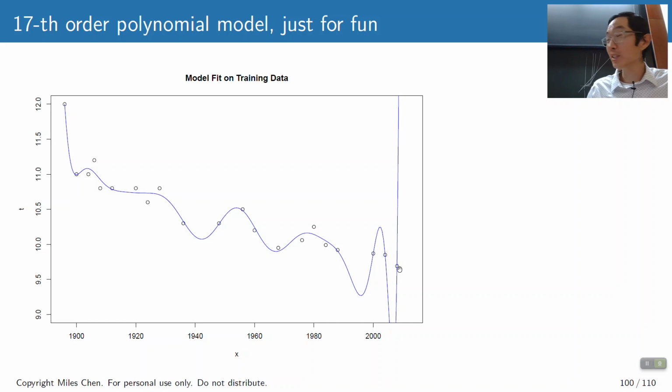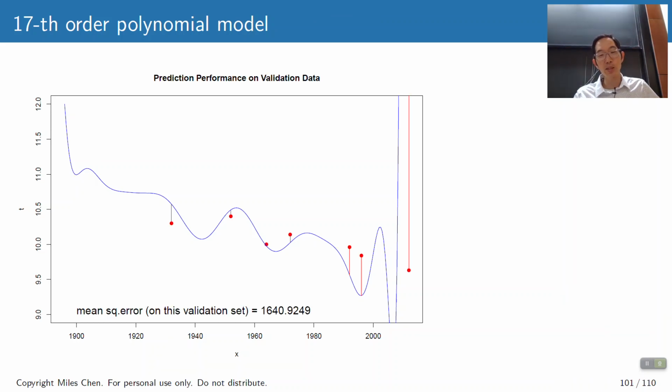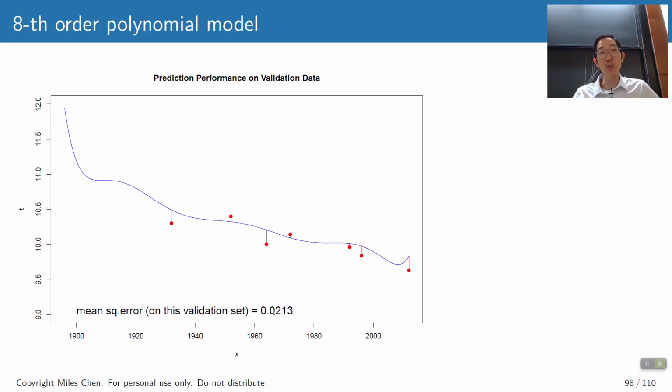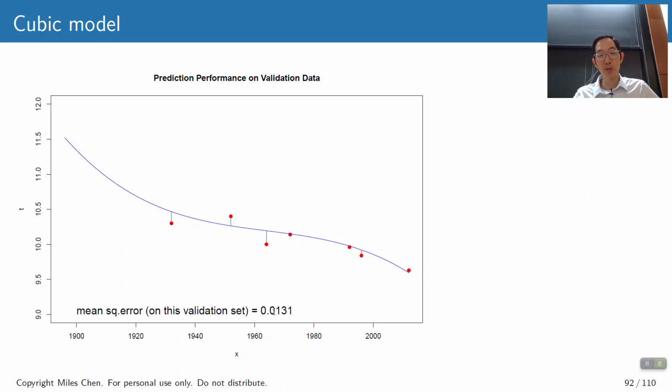Sure, it is fitting these data points very, very well, and we've really shrunk down the amount of error here. But how well does it perform on the data points that I left out? Okay, so I bring back the 7 red data points that I left out, and we say, oh, you know what? This does a comically bad job of 1,640. Okay, whereas everything else was like 0.02 or 0.01 or 0.013.